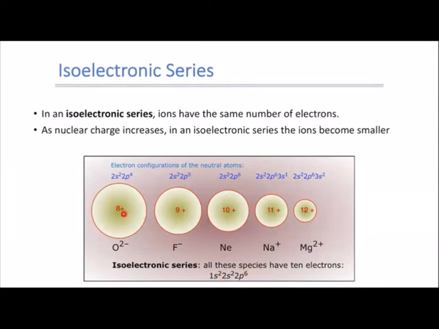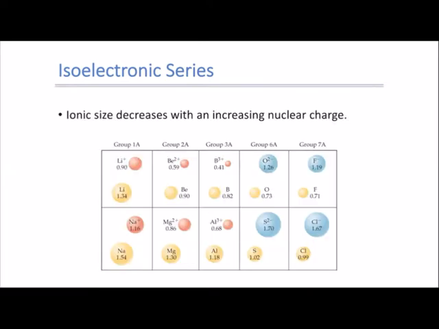When I arrange it, the anions are always going to be larger than the cations. So I'd arrange my anions as the largest form. The neutral atom is next, and then the cations are smaller. When we have an isoelectronic series, that's when our atoms have the same number of electrons. We can see that ionic size decreases as our nuclear charge increases.